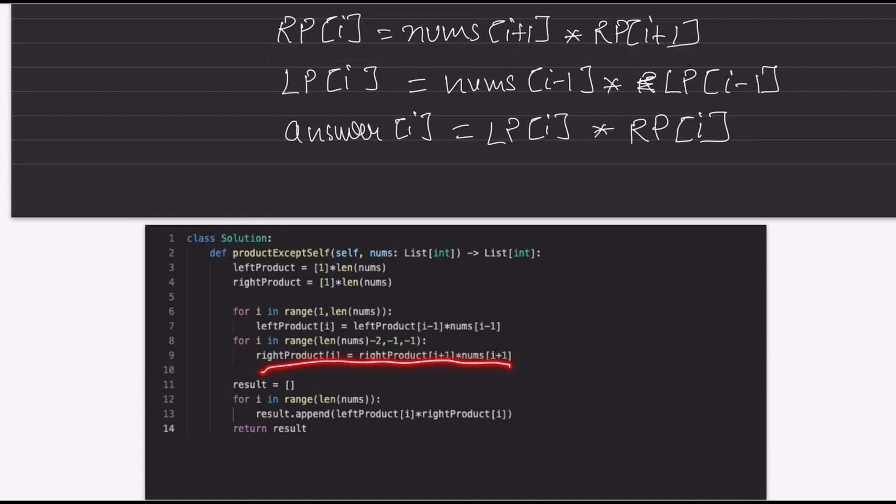The only catch here is we are iterating left to right for the left product and right to left for the right product. Once we get the left product and right product, we are just calculating the answer in the result, that is left product of I into right product of I, and then returning the result, and it will solve your problem.